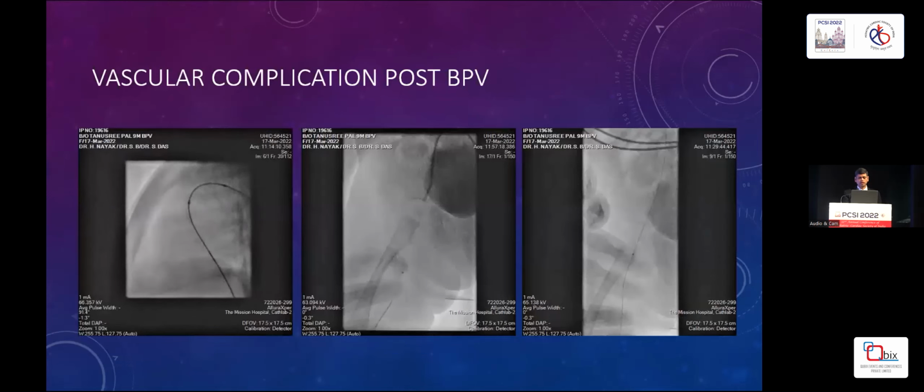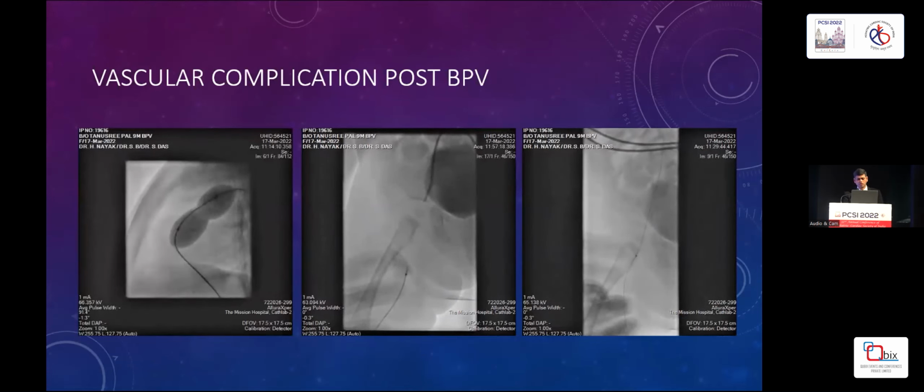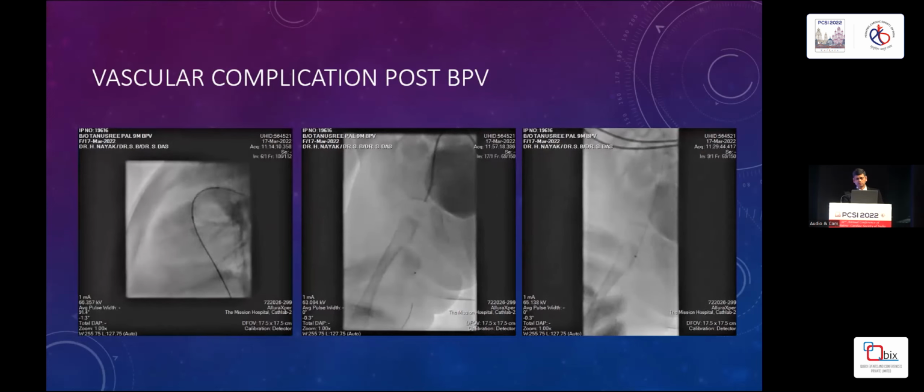One case I'm sharing is our case. We were doing the BPV and the balloon got ruptured. Then by pulling the balloon, inadvertently we pulled the sheath. The groin sheath had come out. And then finally, after pulling for a long time and trying to negotiate it, we just passed a wire.